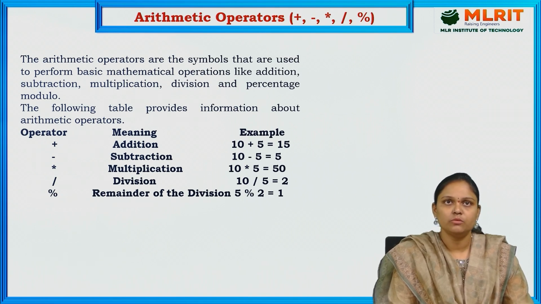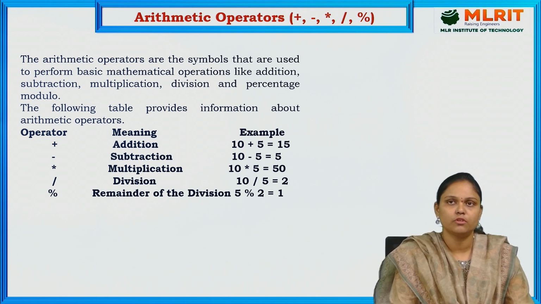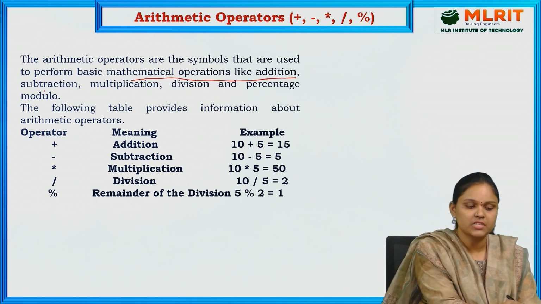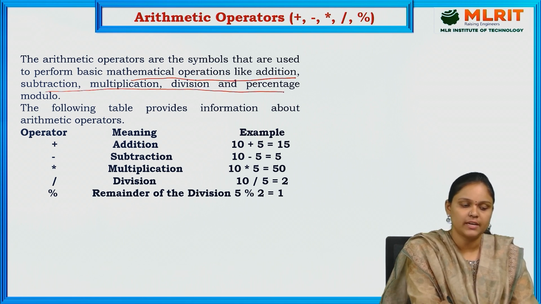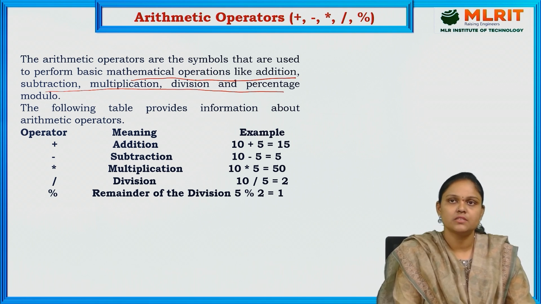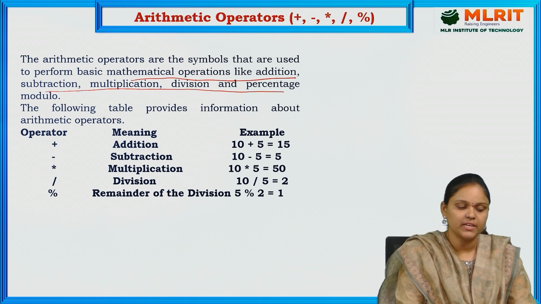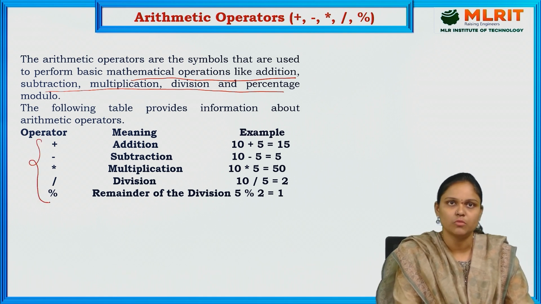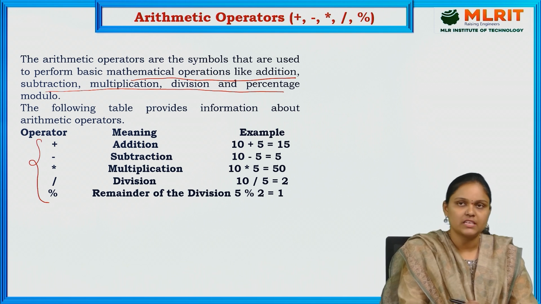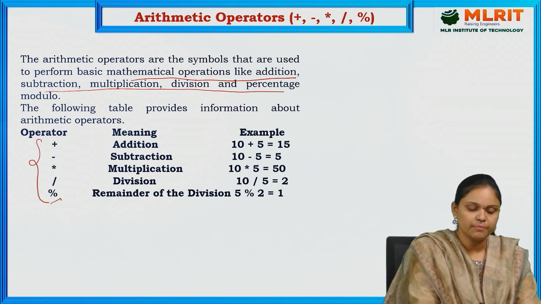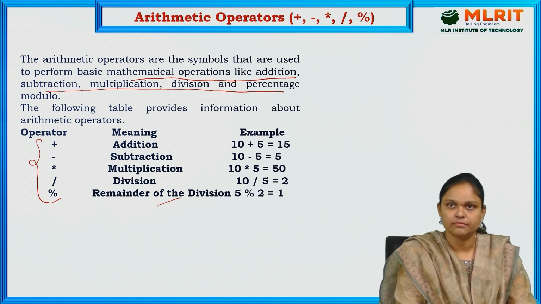Next, coming to the arithmetic operator. The arithmetic operators are the symbols used to perform basic mathematical operations like addition, subtraction, multiplication, division and modulus. The following table represents the arithmetic operators. The operators that we are using are plus, minus, multiplication, division and modulus. The meaning is, as we know, plus is for addition, then subtraction, multiplication, division, and the modulus symbol is for the remainder of the division.